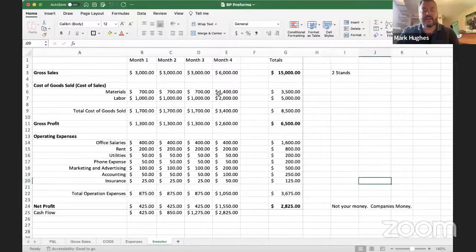Which means that your cost of goods sold goes up twice as much too.